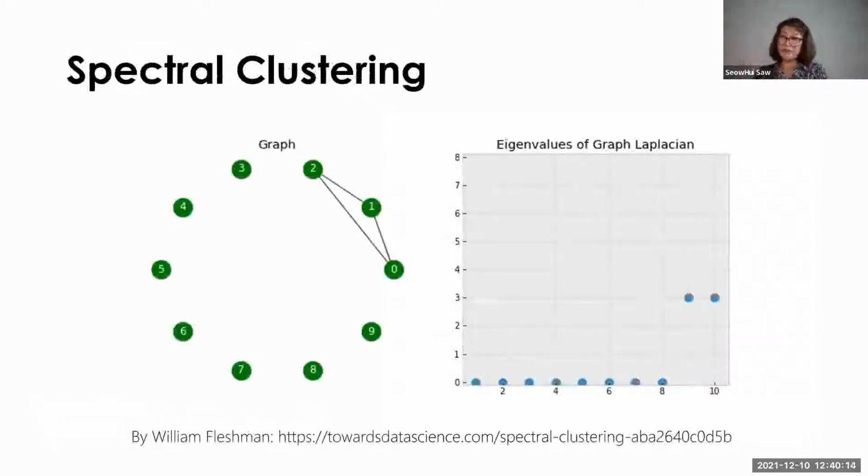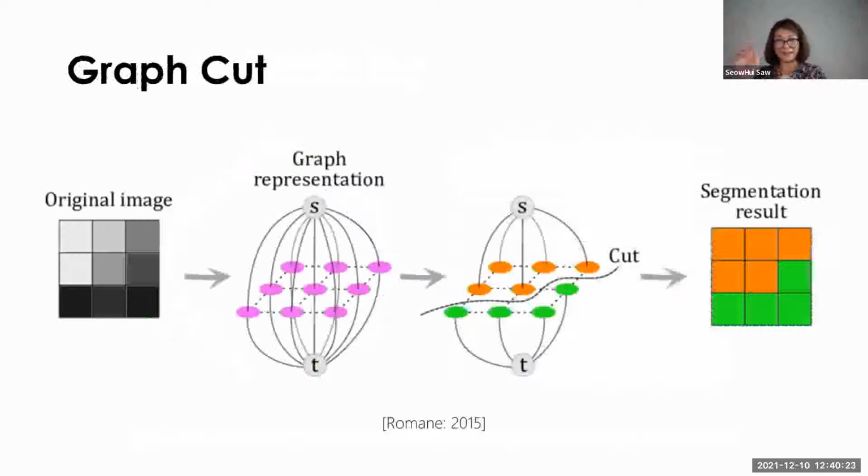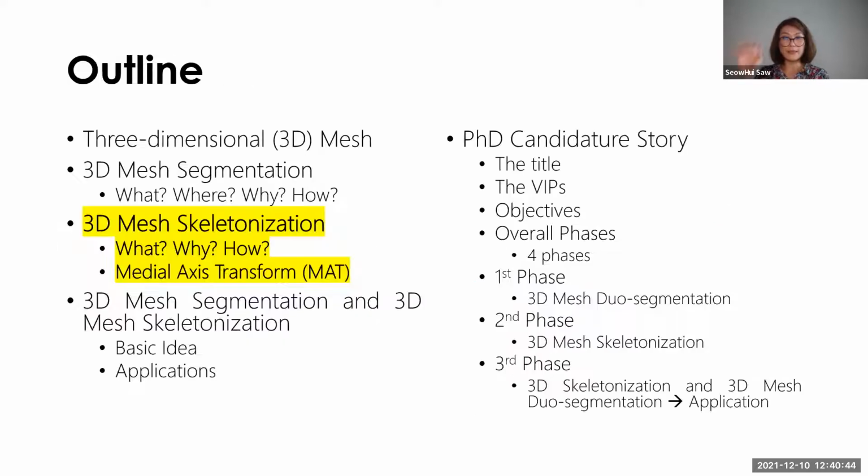How about spectral clustering? This is a bit difficult because it uses the eigenvalues of the graph Laplacian. This one is related to my research, where in graph theory, a cut is a partition of the vertices of a graph into two different subsets. So I am using this graph cut algorithm to be applied as the partition technique.